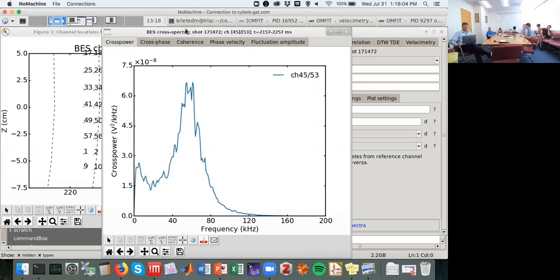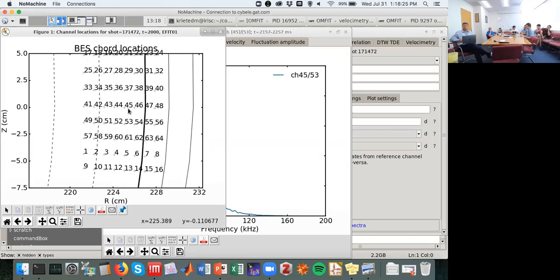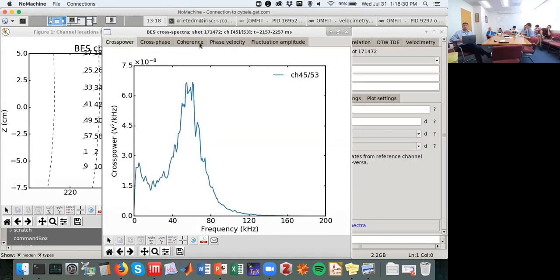You can see the title up here. It mentions the shot, it mentions the channels you used in the time window. And there's a few tabs here. So there's basically three different cross spectral quantities. There's the cross power, which is basically a measure of the amplitude spectrum. There's the cross phase, which is a measure of the phase difference between these two poloidally separated channels, like 45 and 53. And then there's the coherence, which tells you how, yeah, I'll get to that in a second.